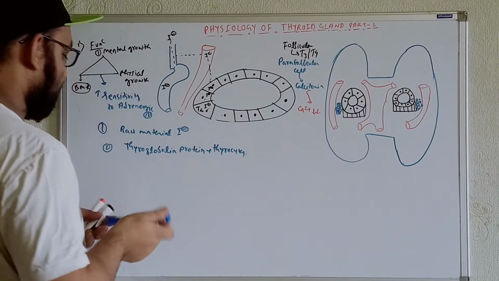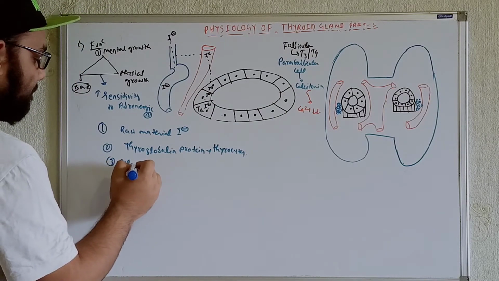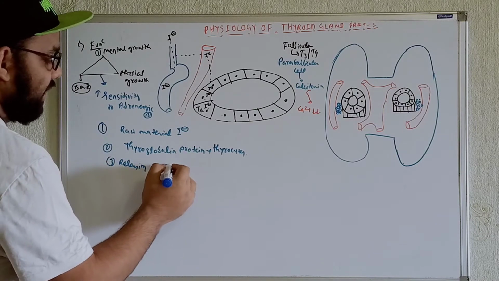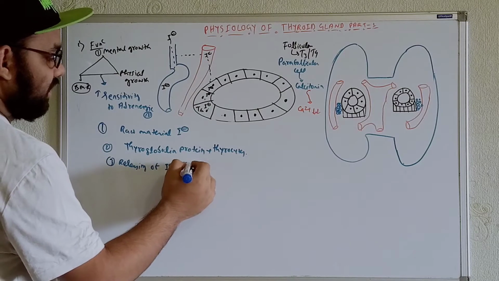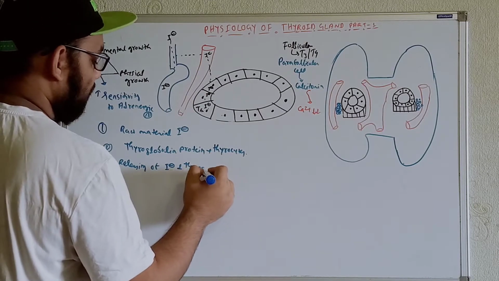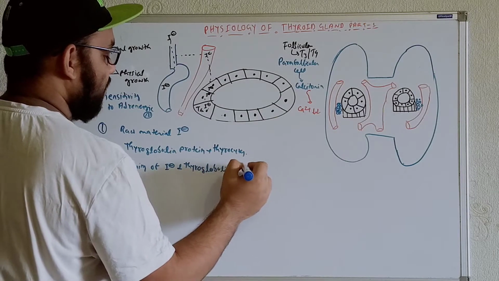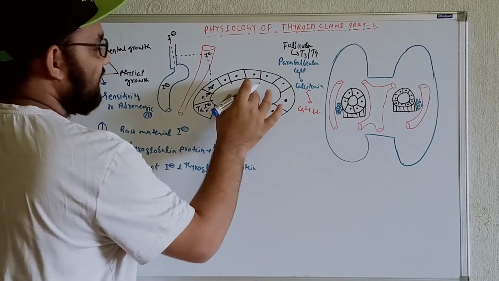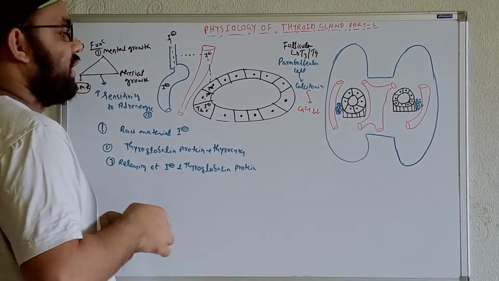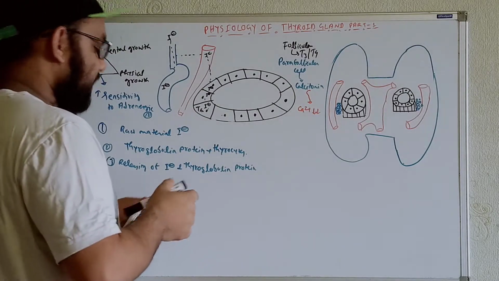So we can write it over here: releasing of iodide molecules and thyroglobulin protein within the luminal site. And try to understand, these are the thyrocytes within the follicular structures. They will secrete what from here.